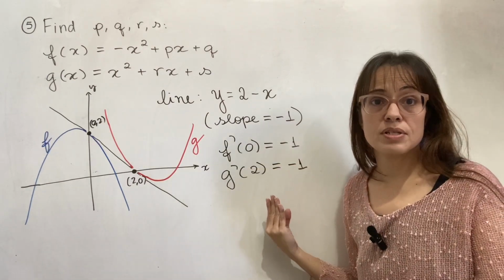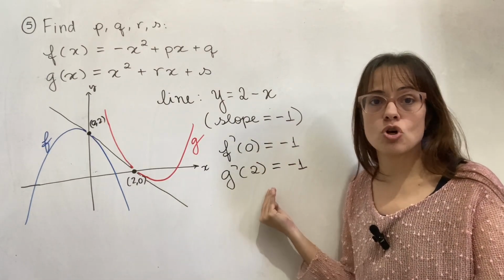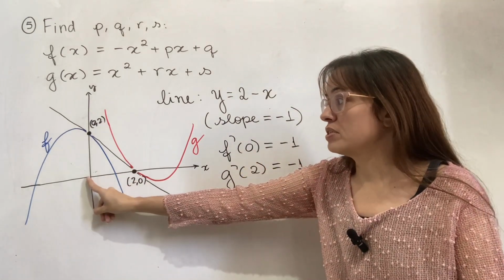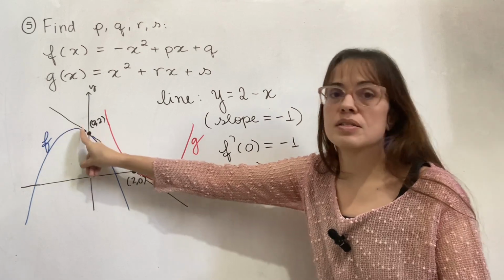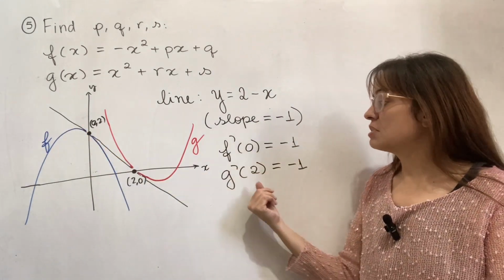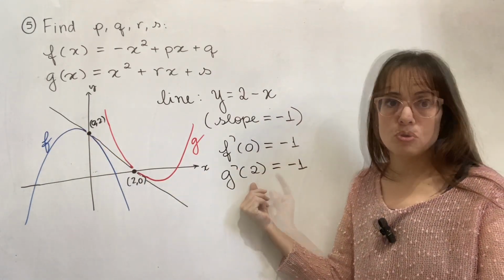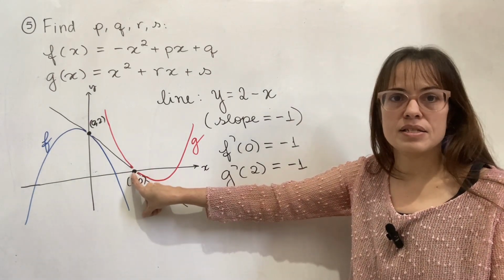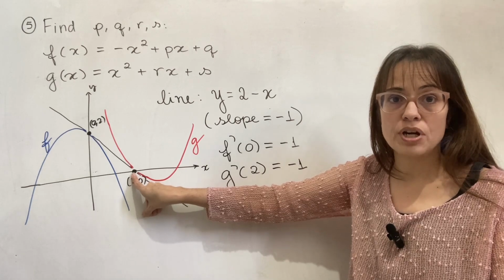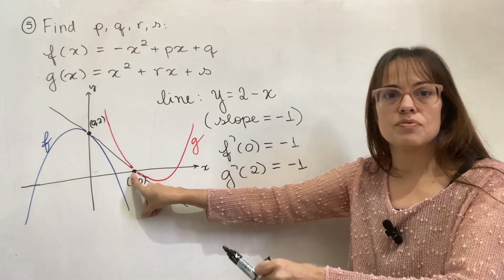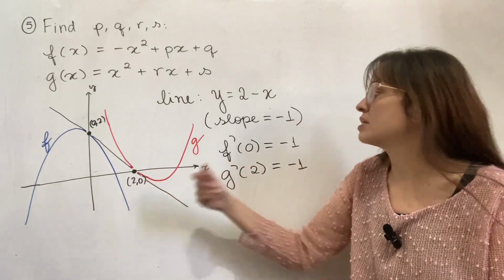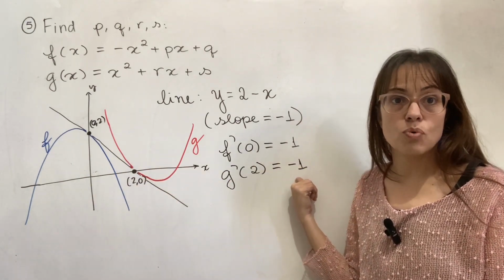So we know that this slope of -1 that we were just talking about is f prime of 0, because x equals 0 is where the line is tangent to f. And at the same time, it is g prime of 2, because x equals 2 is the point where the line is tangent to g. So that's where g is supposed to have derivative -1, because the slope of the tangent line at that point is known to be -1.